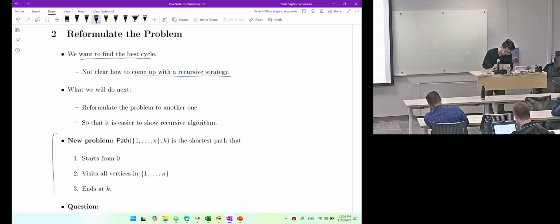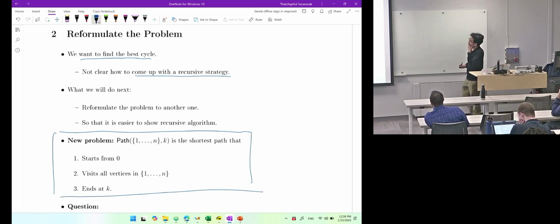It's like this. In this problem, I'm giving a set of nodes S and some number k indicating the last vertex. What is this? This denotes the shortest path that starts from 0. I fix that I'm going to start from 0, then visit everyone in the set in some order, and then end at k. Is this clear?